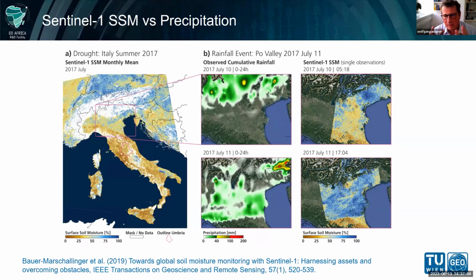But again, coming back to this capability of the Sentinel-1 data to depict rainfall patterns, this is from a paper from 2018 where we showed the soil moisture maps from July the 10th to July the 11th. So you see the change in soil moisture from this day to the next day. And if you compare this to rainfall, there was a rainfall that moved from the north into the Po Valley, and this kind of wetting front is clearly seen in the soil moisture data.